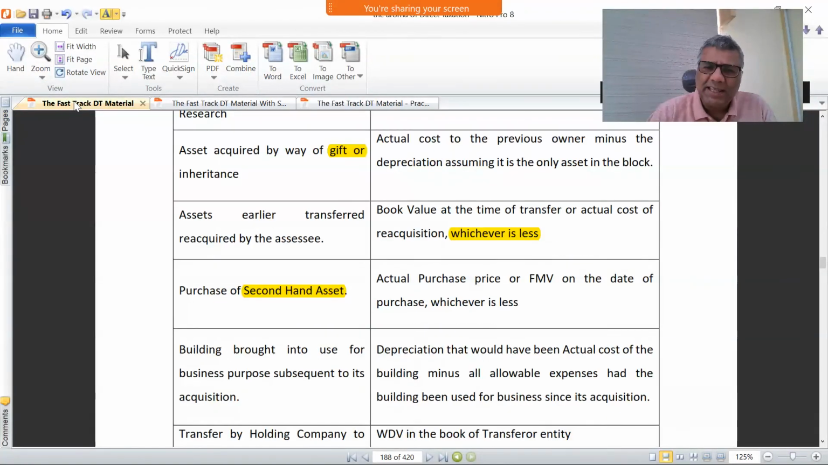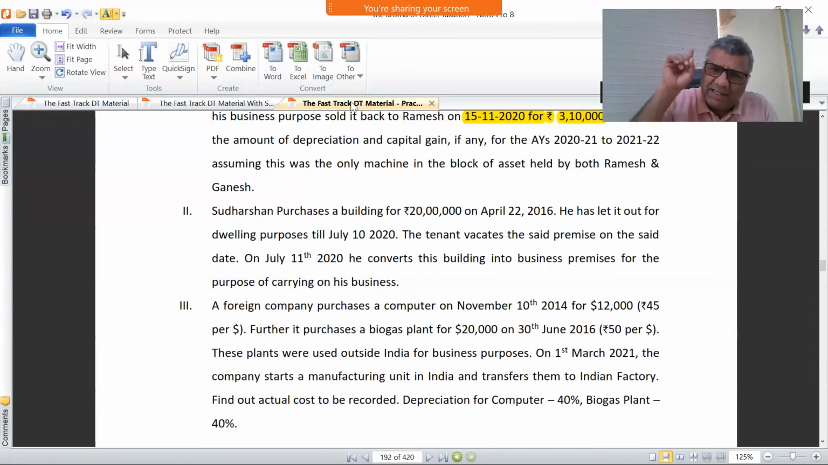The law says depreciation that would have been charged on the actual cost of the building, when it is all allowable, had the building been used from the date of its acquisition. From the date of its acquisition, had I used it for the purpose of business, what would have been its value?